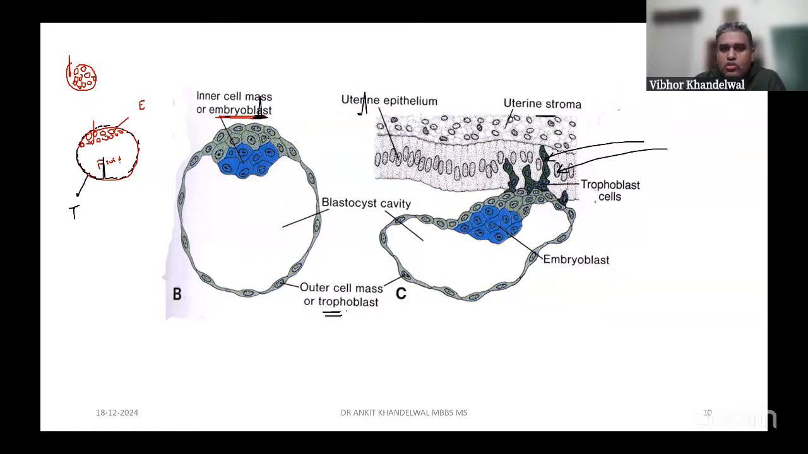Similarly, tropho means nutrition. So these trophoblasts are going to anchor inside the uterine wall. And what is the nutrition? They are going to form the future placenta. That is why they are known as a trophoblast.